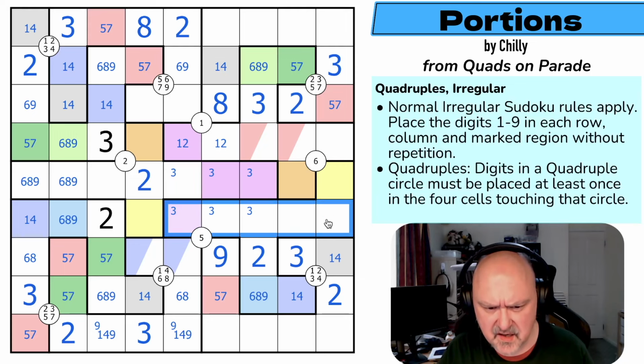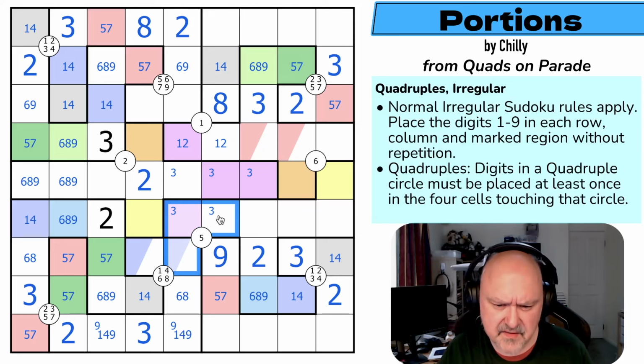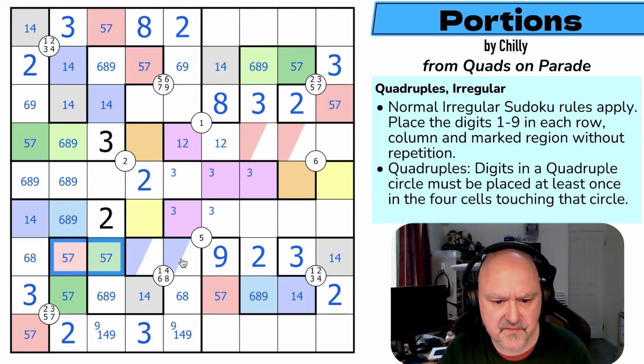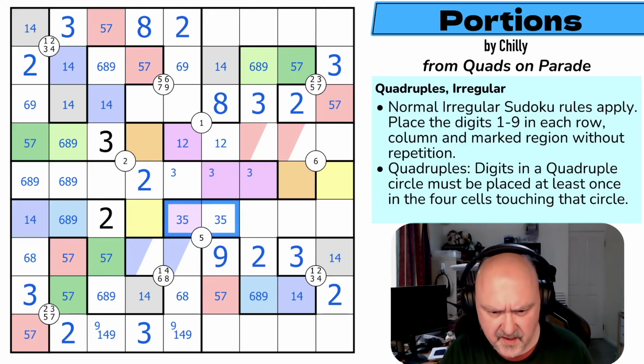What about here? Well, this isn't a 3 anymore. I need to put a 5 around here. Well, I can't put it here. This is a 3, 5 pair because of the 5, 7. This is a 3, 5 pair.